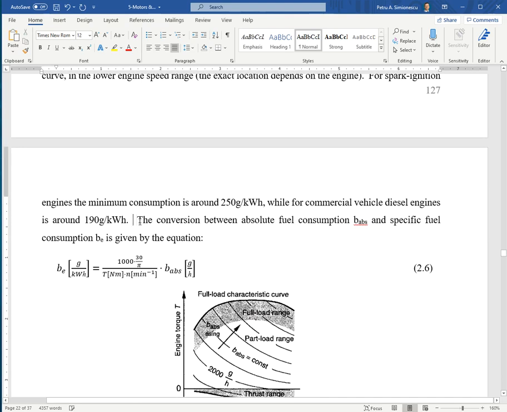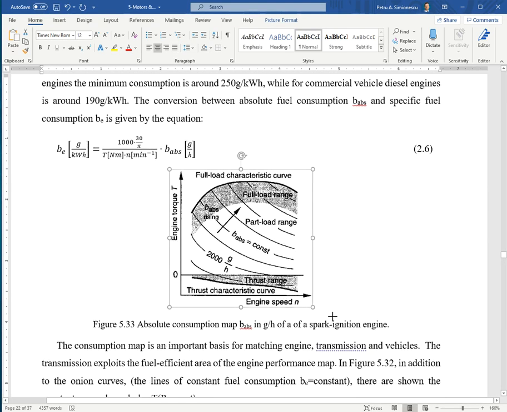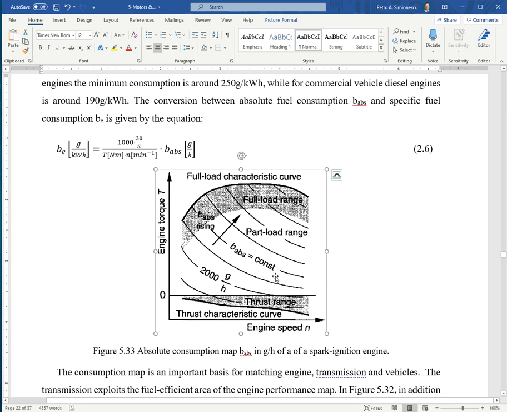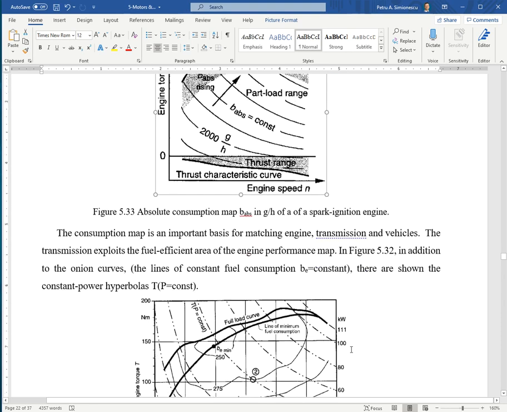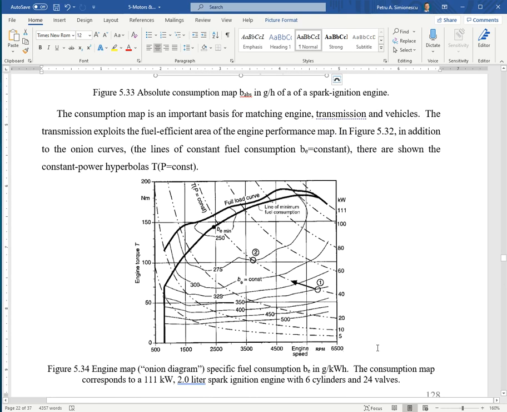Move this up to increase the size of this figure to look at it. So there will be lines of constant absolute fuel consumption, but in general, as you increase load, the absolute fuel consumption increases. The relative fuel consumptions have a different appearance.